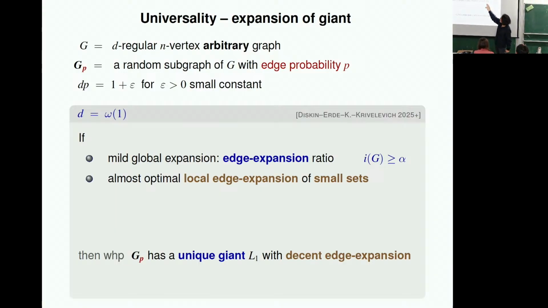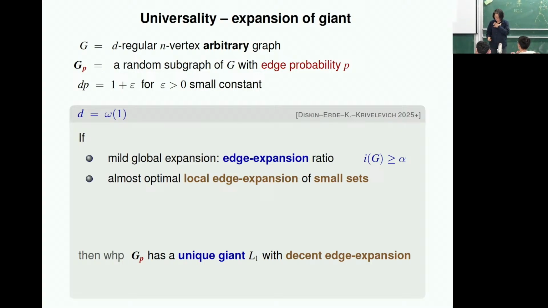Small sets, if they have a nice so-called local expansion, I know that in structural graph theory you are also talking about localities. It's a very, very important concept, global and local, how they interplay with each other. Qualitatively, if we can guarantee the base graph has a nice global edge expansion and also nice local expansion of small sets, then we can guarantee that the giant has a very nice, not very nice, but decent edge expansion.